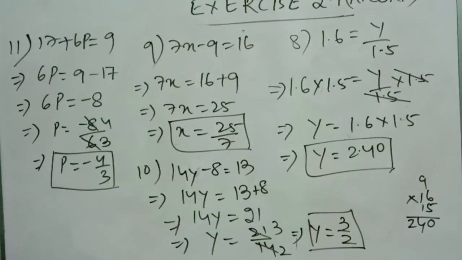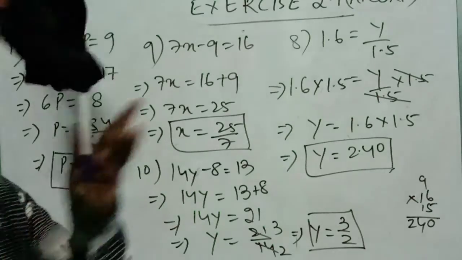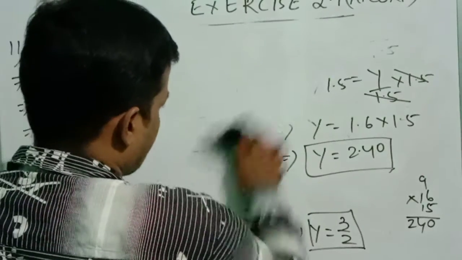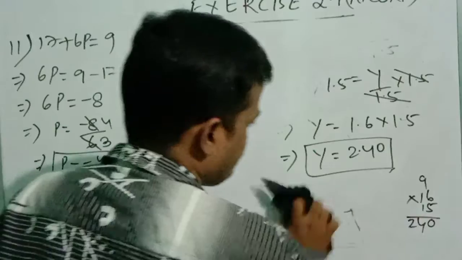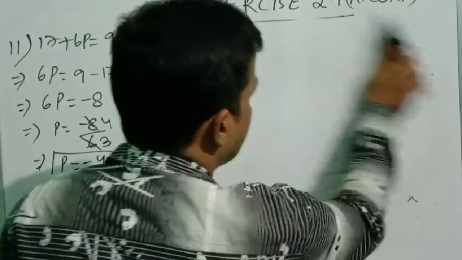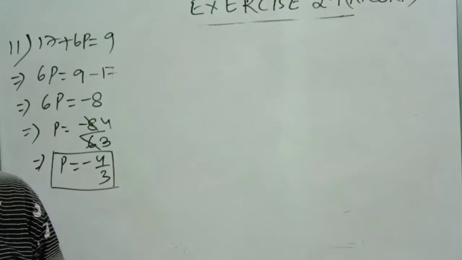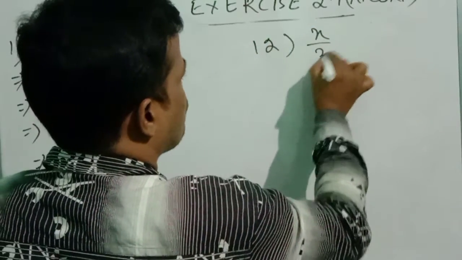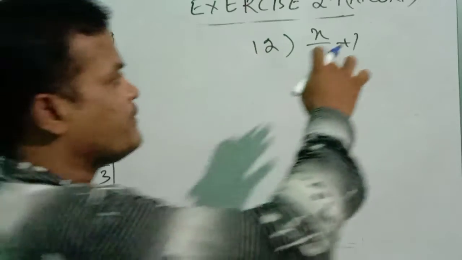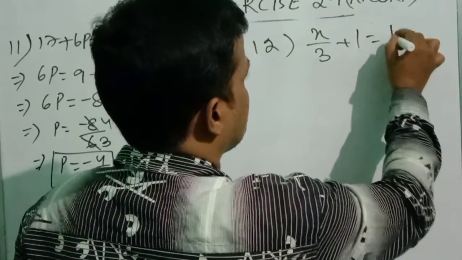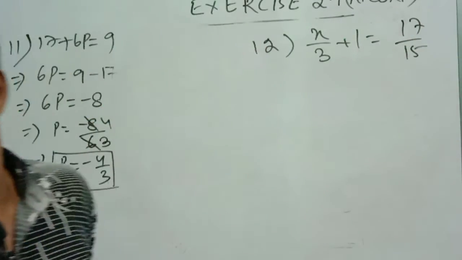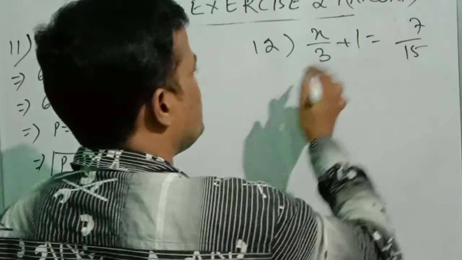Next one, the last one, number 12. x by 3 plus 1 equal to 7/15. So we are getting what you see.